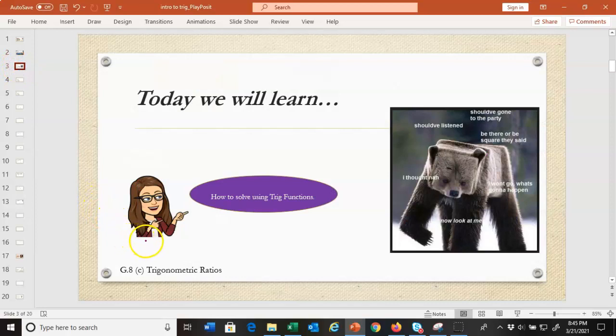So here we are. We are going to learn how to solve trig functions with trigonometric ratios. That's a fun word to say. Trigonometric. Try it. Trigonometric.